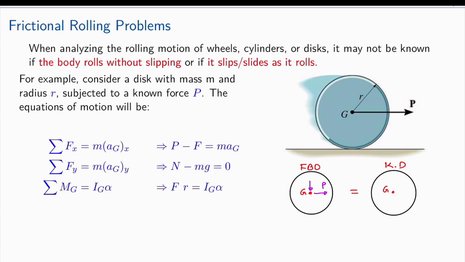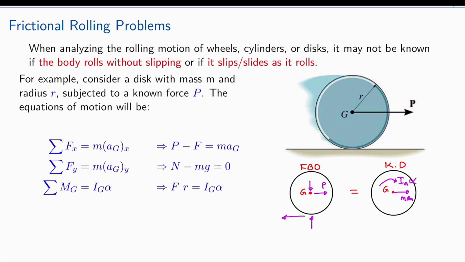We also have a normal force at the contact with the ground, and if this is moving to the right, we have a friction force on the left, but we don't know the nature of the friction force, if it's static or if it's kinetic. On the right hand side, in the kinetic diagram, we have the mass times acceleration term, and we have the moment of inertia multiplied by alpha.